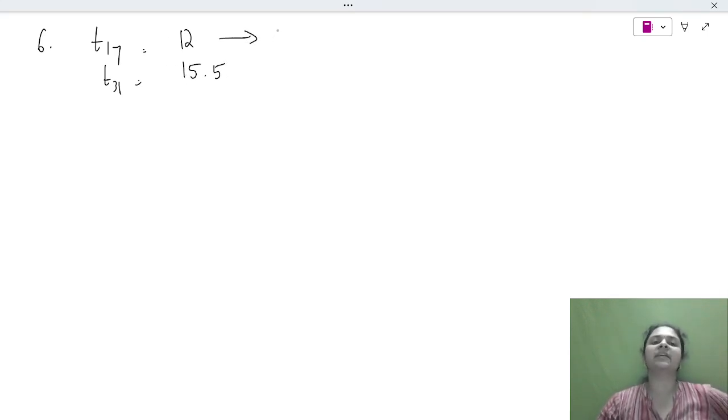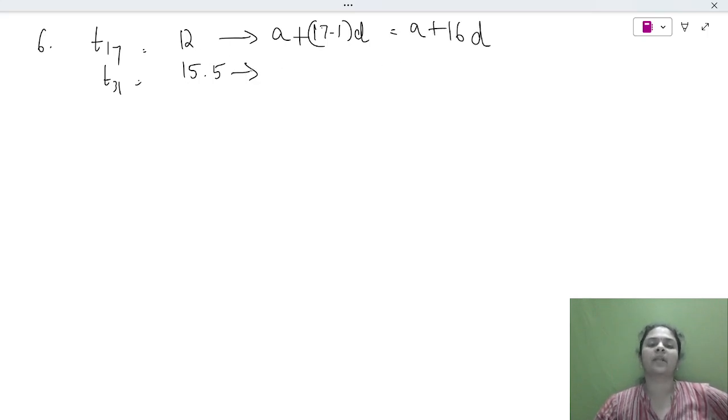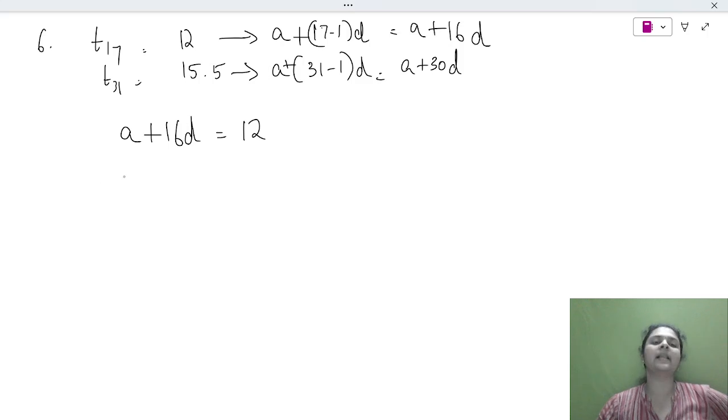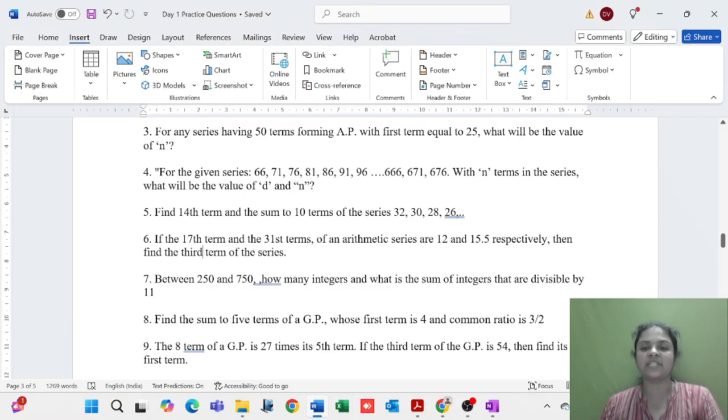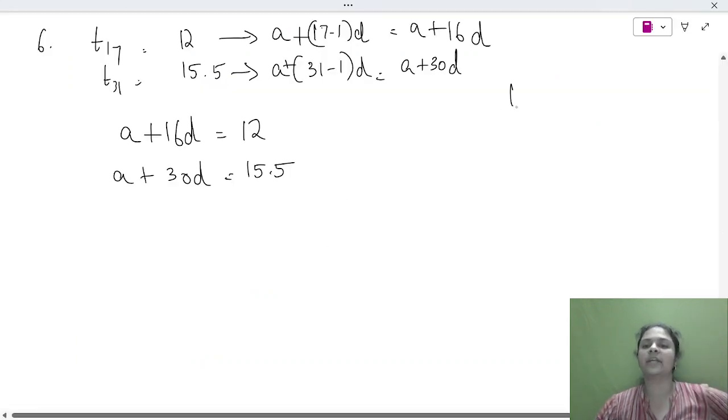Now, how to write T17? A plus (n minus 1), N is 17. 17 minus 1 into D, which is A plus 16D is equal to 12. Now, this can be written as A plus (31 minus 1) into D, or A plus 30D. So, I can write A plus 16D is equal to 12 and A plus 30D is equal to 15.5. So here both A and D are missing figures. I can find the third term only if I find them.